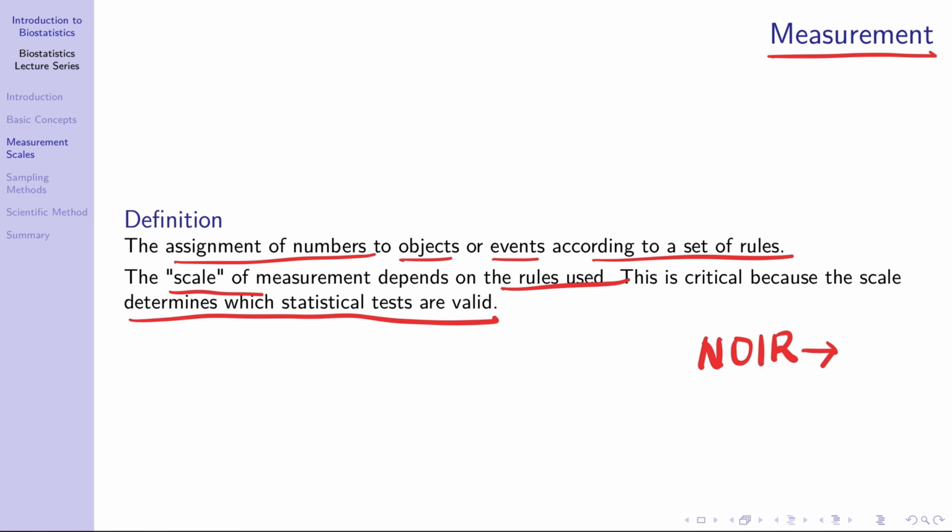Which is the French for black, right? So NOIR represents N, O, I, and R: N representing nominal, O representing ordinal, I representing interval, and R representing ratio.